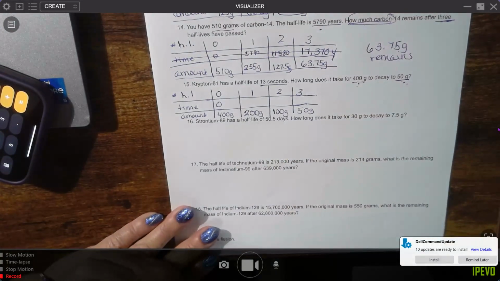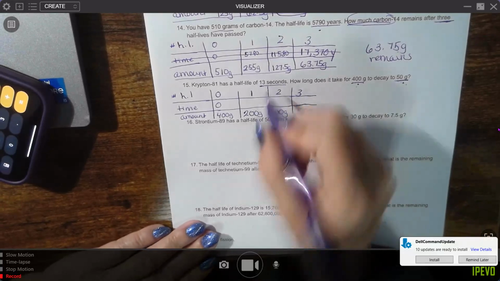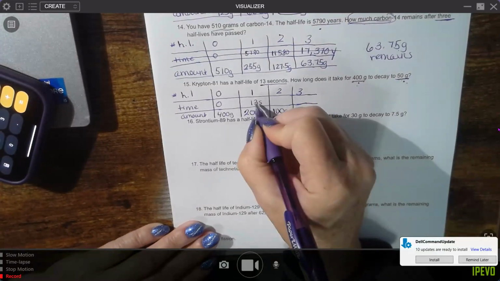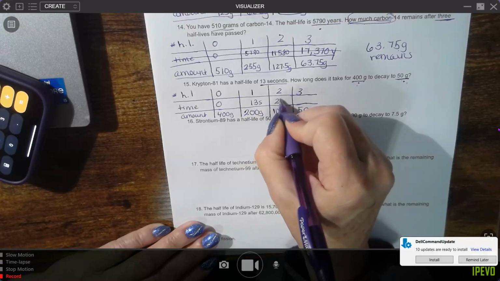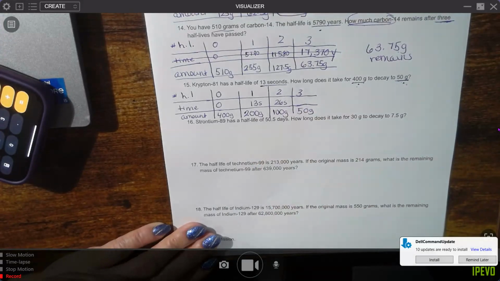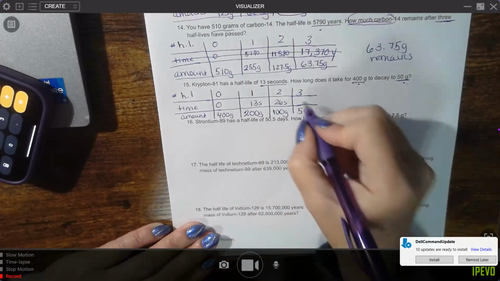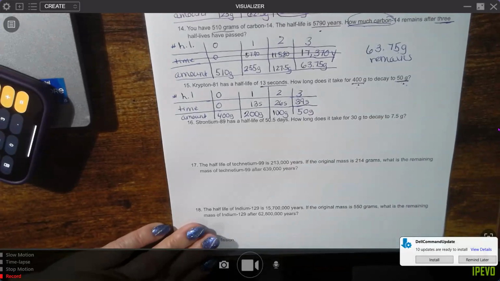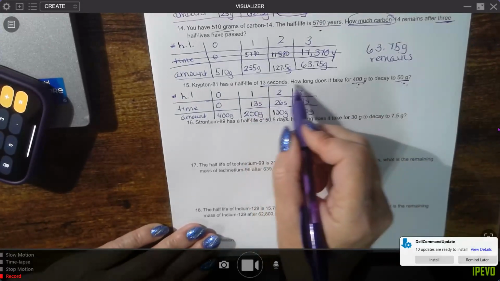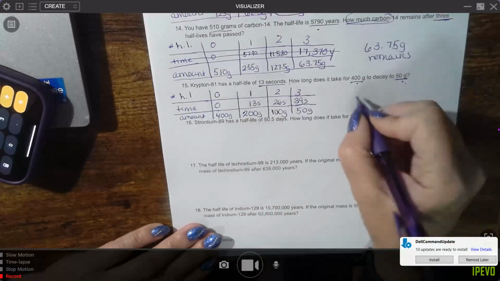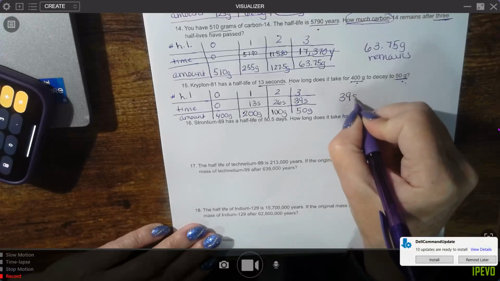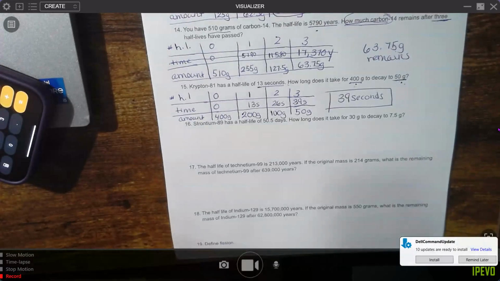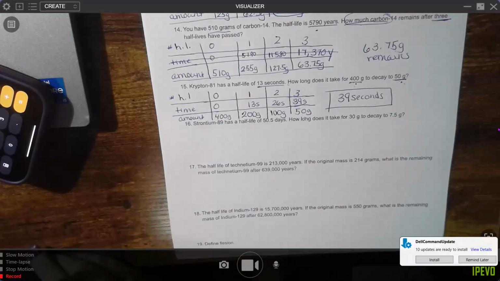All right, so if I wanted to solve this, I could just take 3 times 13. I'm going to work it all the way out. So 13 seconds, 13 plus 13 would be 26 seconds. That would be how long it took for 2 half-lives. And then 26 plus 13 is 39 seconds. It does actually ask me how long it takes. So the time is going to be 39 seconds for 400 grams to decay to 50 grams.